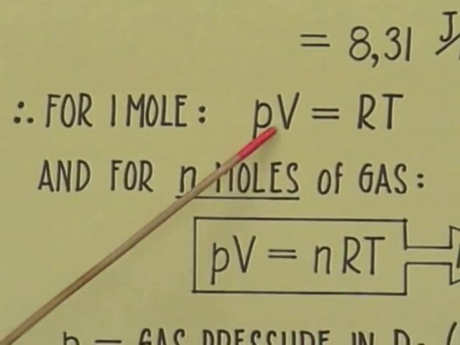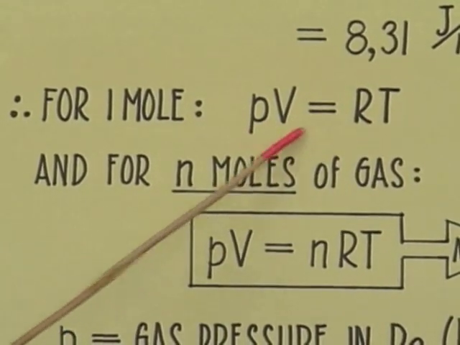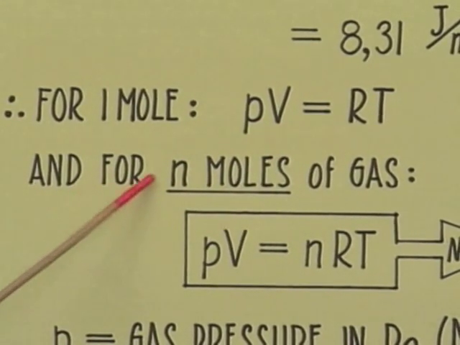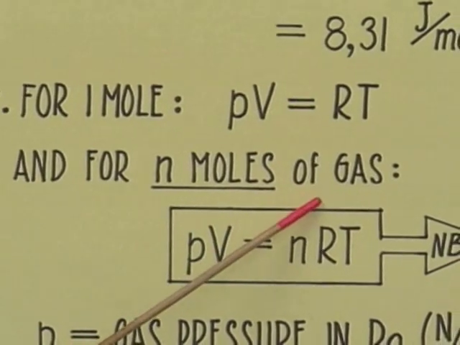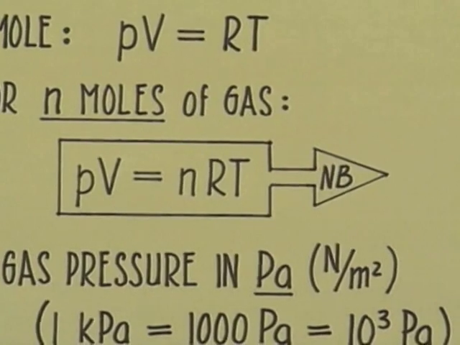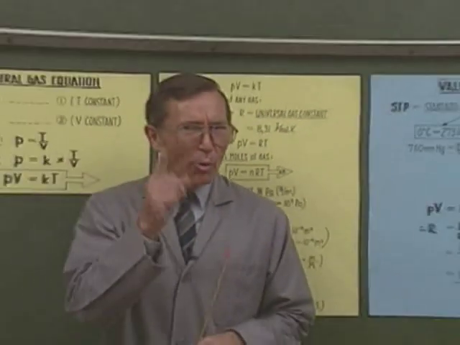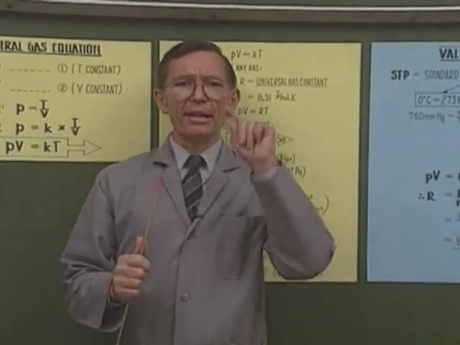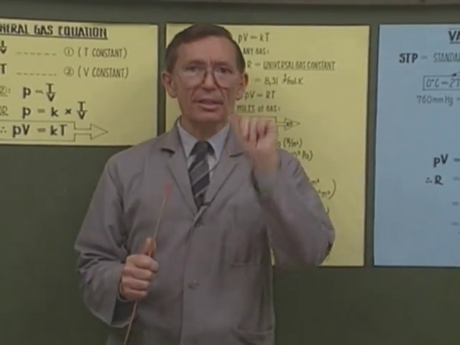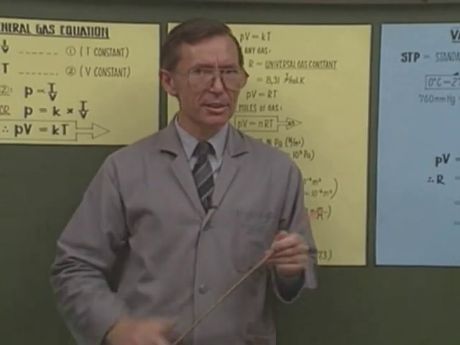So for 1 mole of gas, PV is equal to RT, where R takes the place of K. For 2 moles of gas, PV will be 2RT. For 3 moles of gas, PV will be 3RT. So for n moles of gas, the ideal gas equation becomes PV is equal to nRT, which is the most useful formula used in exams. But I want to warn you at this point that you can only use this equation if you express each of the quantities in a specific unit and nothing else.